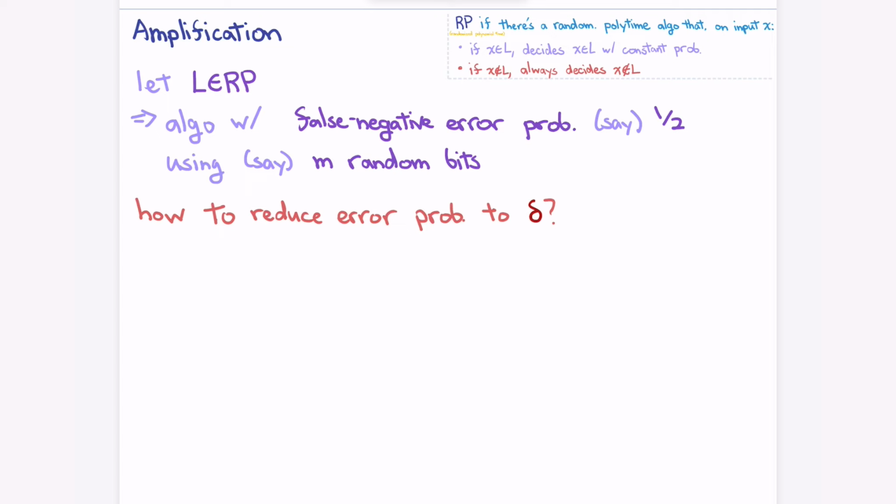All right, so let's look at a language with one-sided error. Let's say you need m random bits to succeed with probability 1/2. And if I want to get the error down to delta, what would I do?